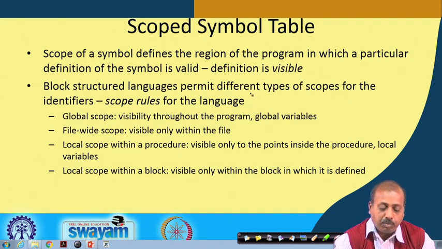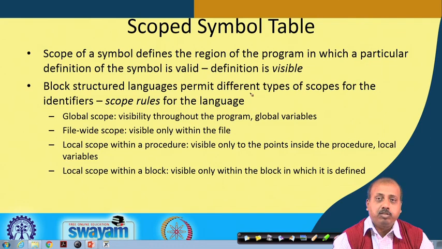This is not very meaningful, because ultimately all these files are going to be combined. So, what happens to those combinations? But definitely the code generation and all will be with respect to the identifiers defined within the file in which they are being used. So, we have the file wide scope.